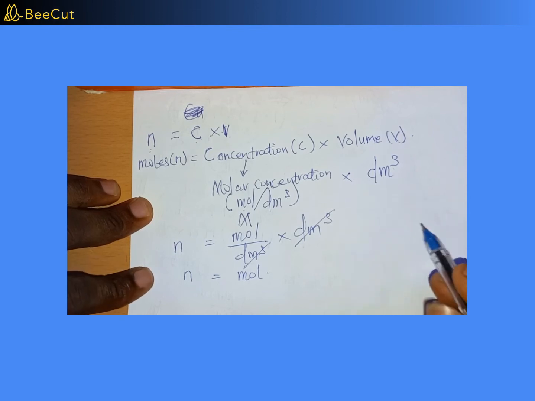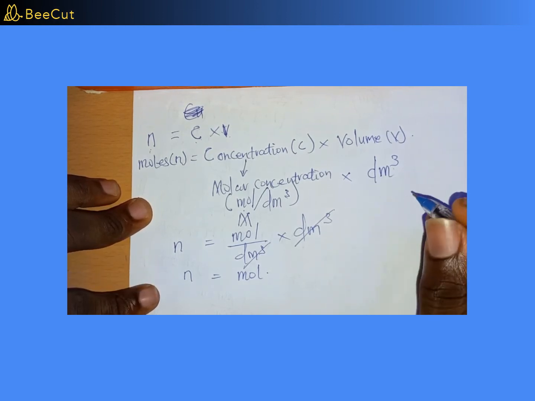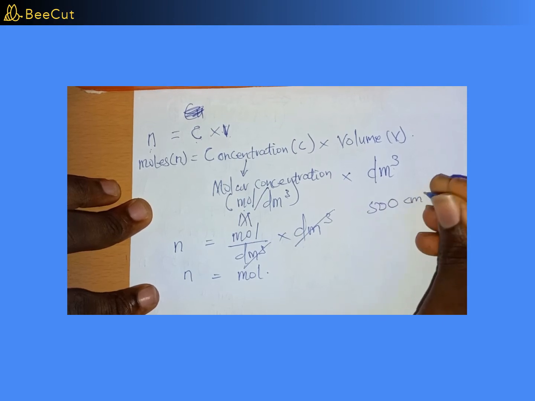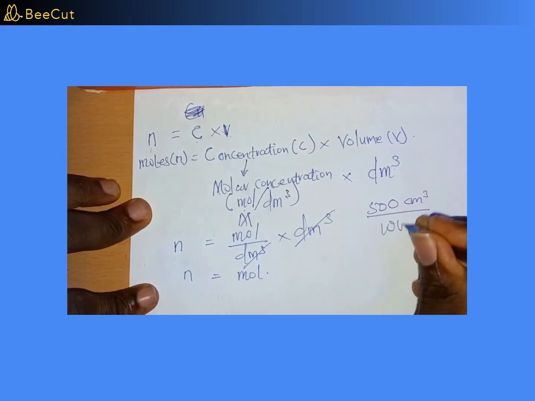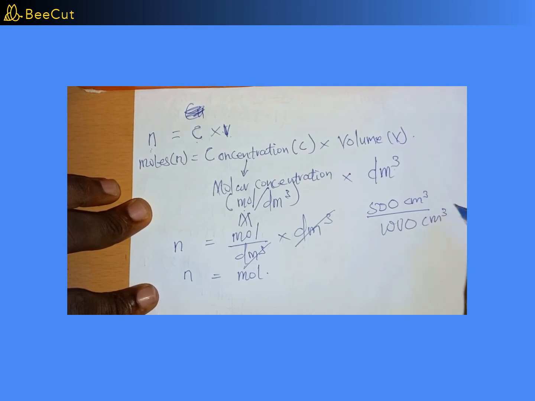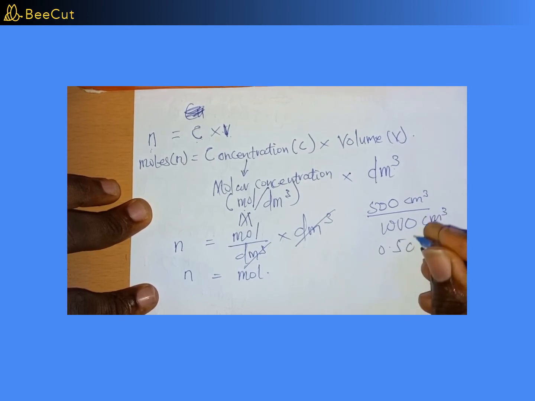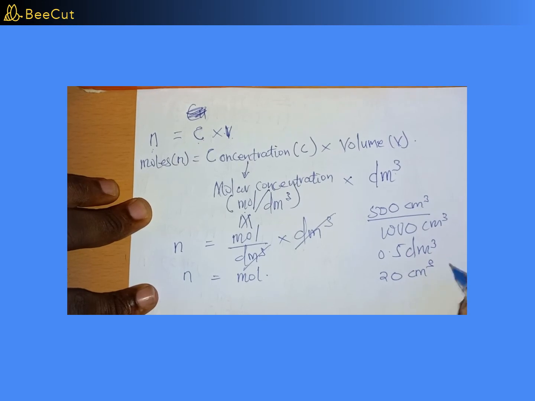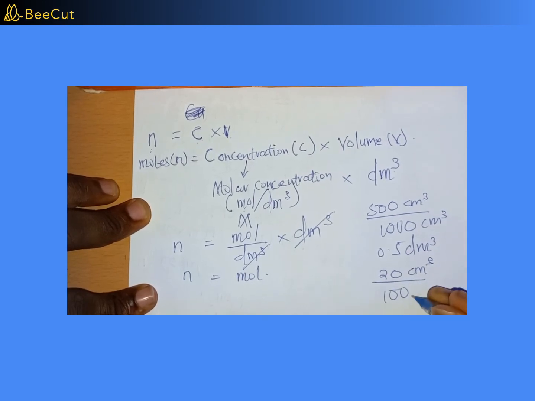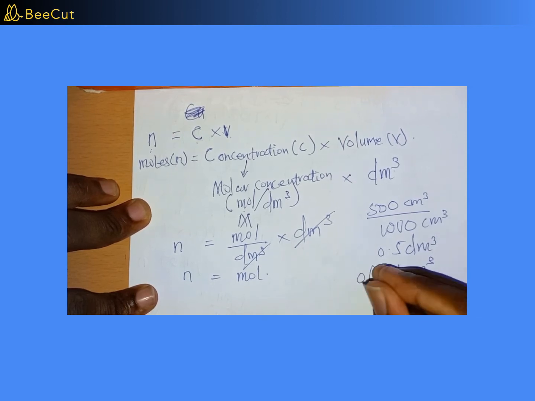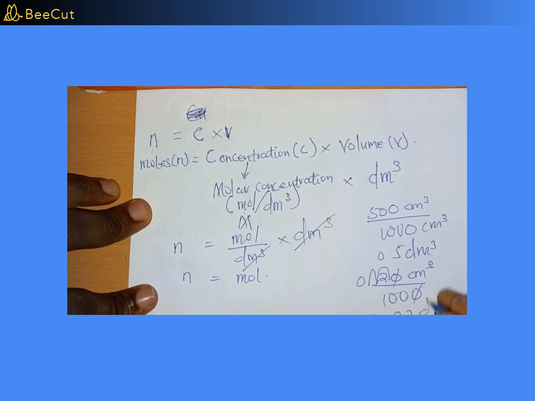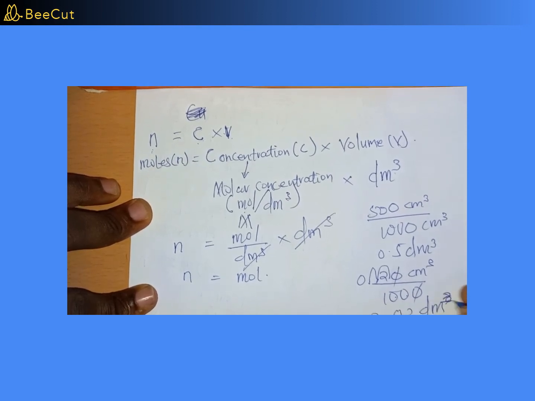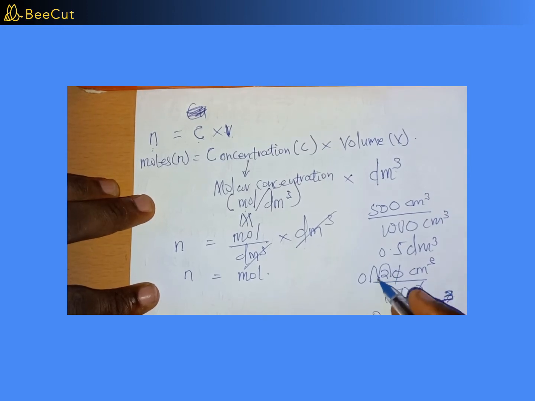dm cube. What it means is that when you are given in cm cube, so let's say 500 cm cube, what you have to do is to divide by 1000 cm cube, so that you get what? 0.5 dm cube. When you are given 20 cm cube, you divide by what? 1000, so that you move 1 2 1 2, so you get 0.02 dm cube. Don't be confused with how I moved. You can punch on the calculator and you get the same answer.